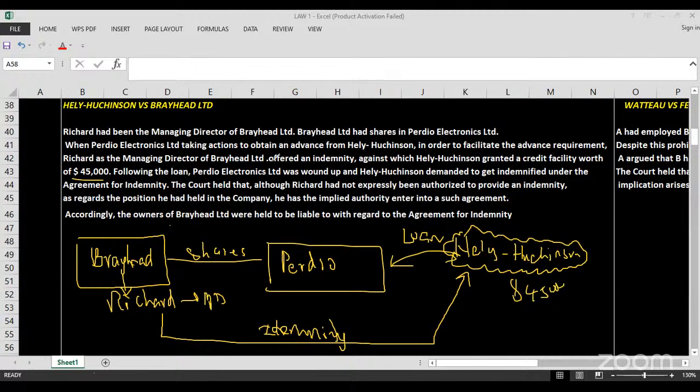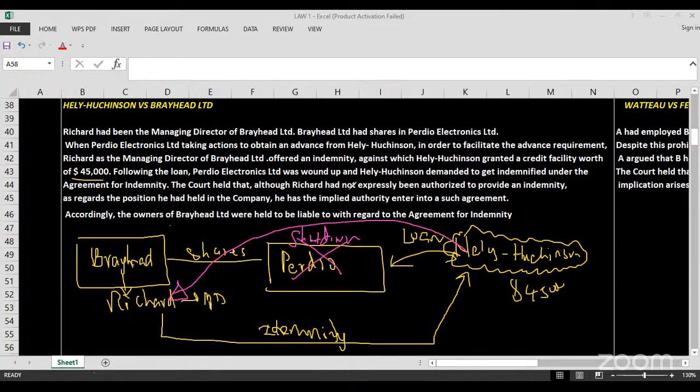Following the loan, Purdue Limited was wound up, and Hely-Hutchinson demanded to be indemnified under the agreement for indemnity. Now what's happening? This Purdue is winding up its business; the business has shut down. So now Hely-Hutchinson says, you gave me the loan indemnity, and since this person is not there now, give it to me.